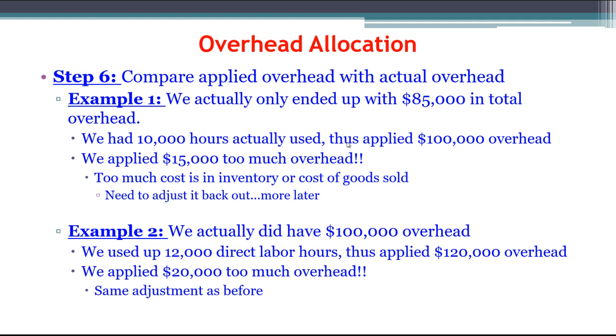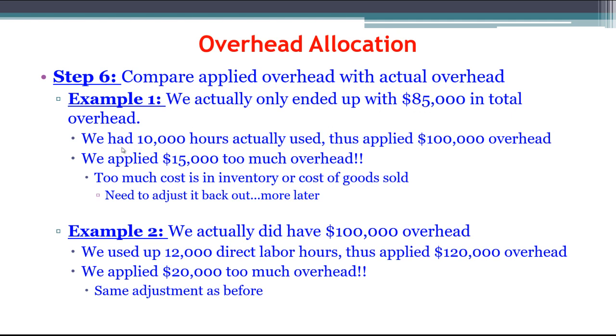Now step 6. Now we're at the end of the period. We add up all the different jobs and compare the applied overhead to our actual overhead. So let's say at the end of the year, we end up with only $85,000 in overhead. We thought we were going to have $100,000. We really only had $85,000. And I'm not talking applied. This is the actual bills that we've been paying for overhead.